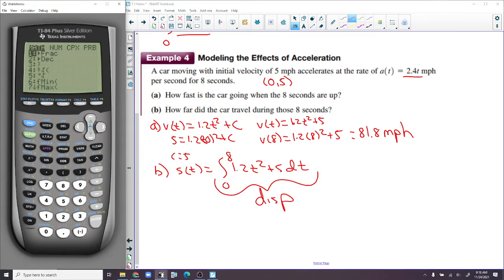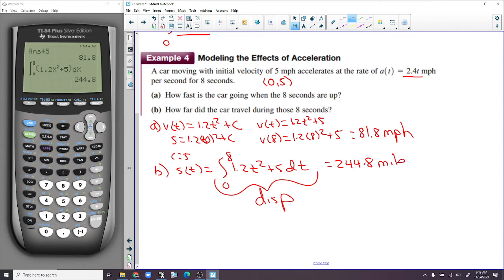So math number 9, 0 to 8 of 1.2 t squared plus 5 dt. So 244.8 miles. So they gave us acceleration, we backed up to velocity, then we backed up to position using the integral both times. That's a big deal. That's a big concept.